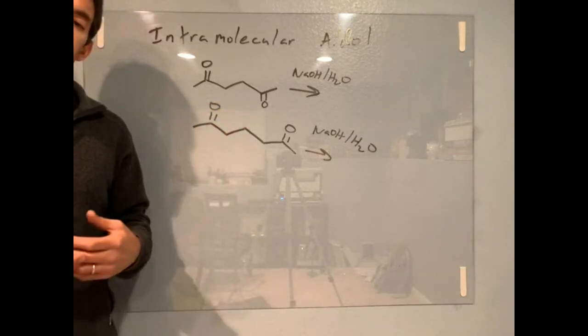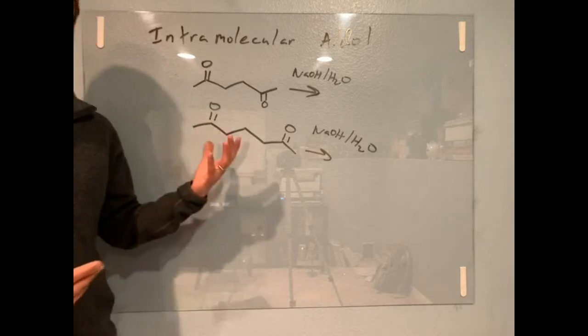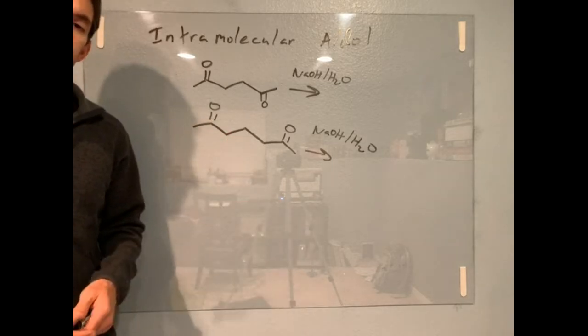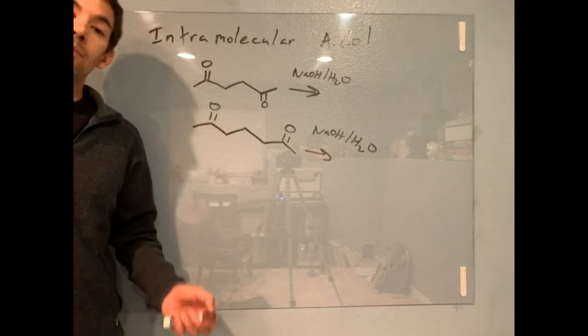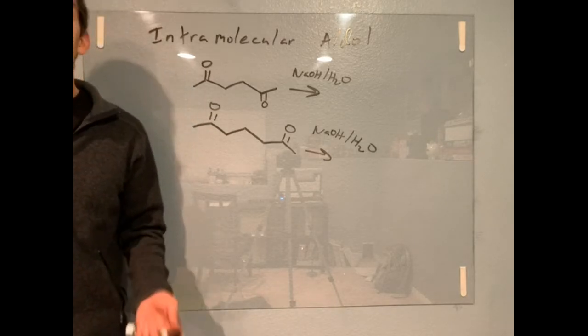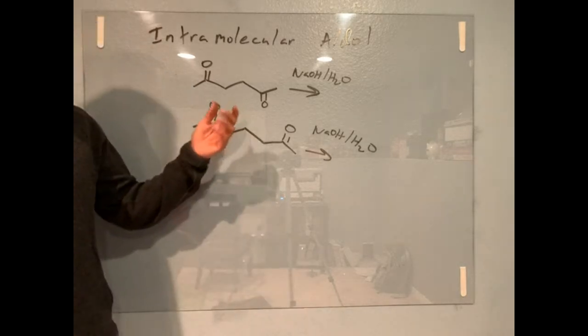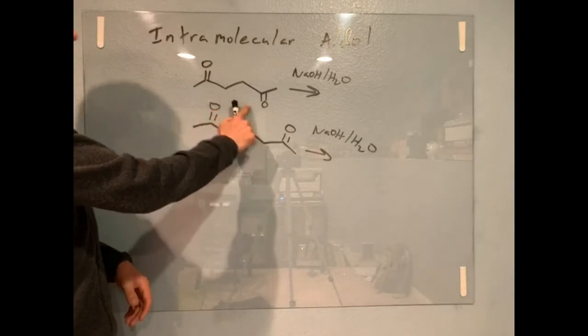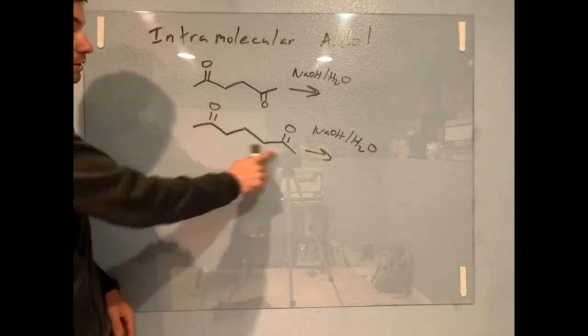And what we have to remember about rings is we want to form the most stable ring possible. What's the most stable ring that we know about? It's that 6-member ring, cyclohexane. What's the next most stable? It's cyclopentane, a 5-member ring. And that's what we're going to form here. This one here is going to form our 5-member ring. This will form our 6-member ring.